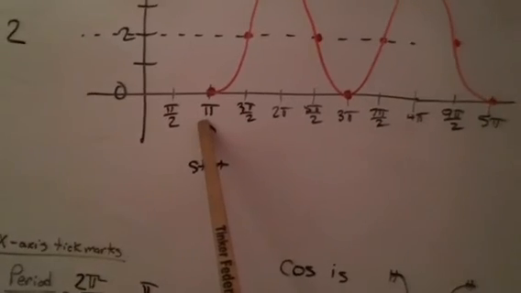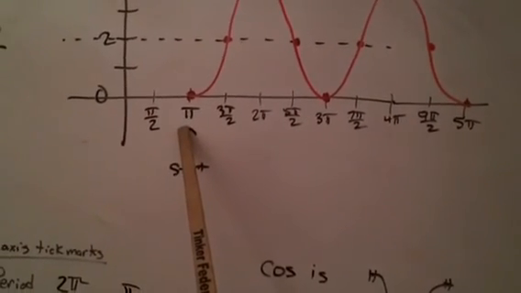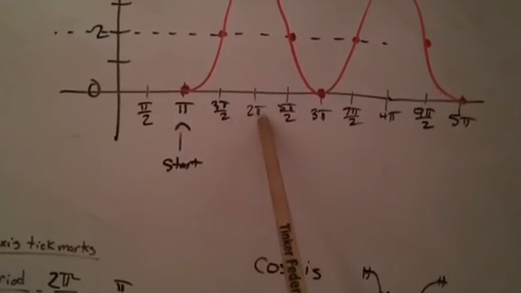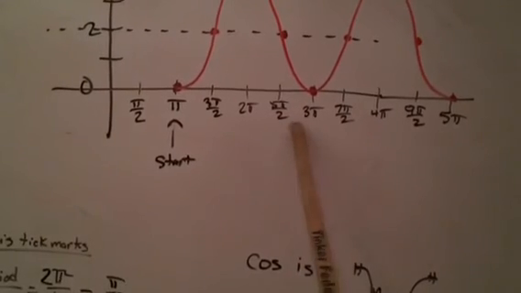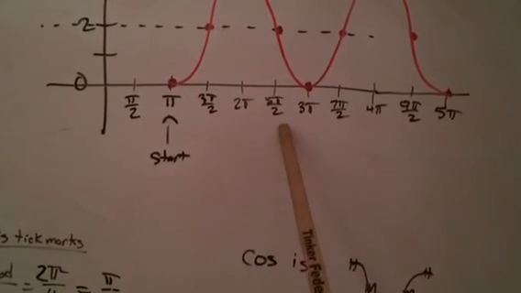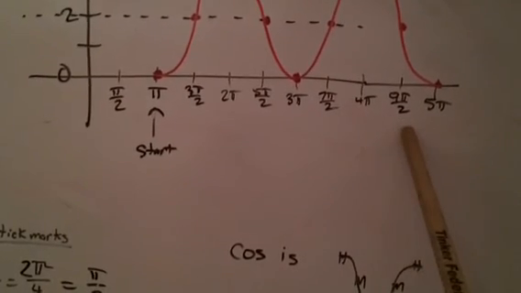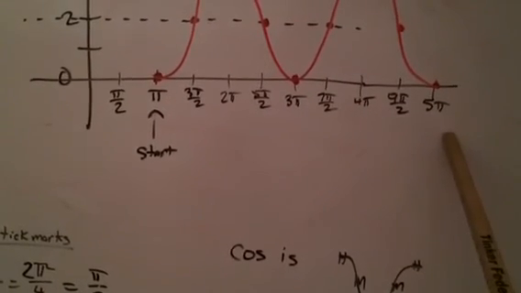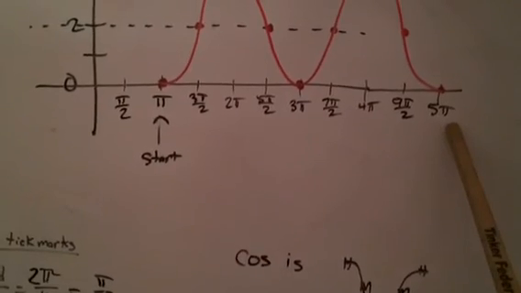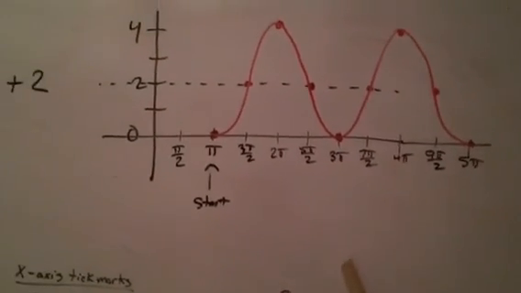From my starting point, I need 8 more marks, so counting by pi over 2's, I will get these values. 3 pi over 2, 2 pi, 5 pi over 2, 3 pi, 7 pi over 2, 4 pi, 9 pi over 2, 5 pi. This is where it's going to end for the 2 periods.